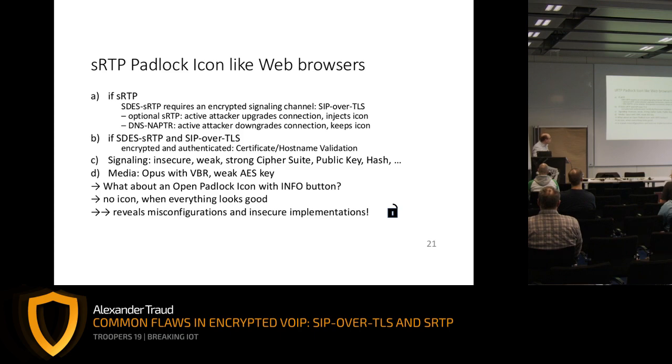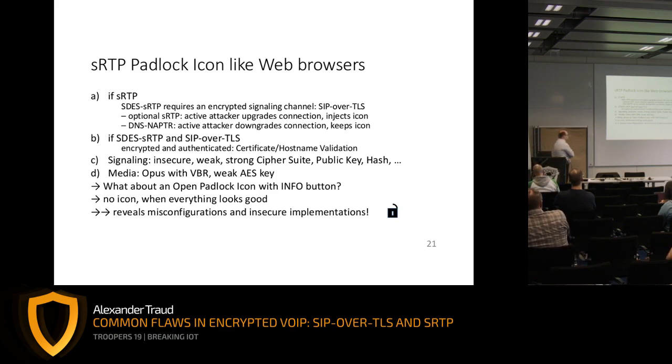When you are unsure, show an open padlock icon. When you are sure, when you have done everything you know, show nothing. Because nothing should be the default: encrypted, authentication and all that stuff. That should be the default. And the default must not be highlighted with a special icon. So that's my proposal about that one.